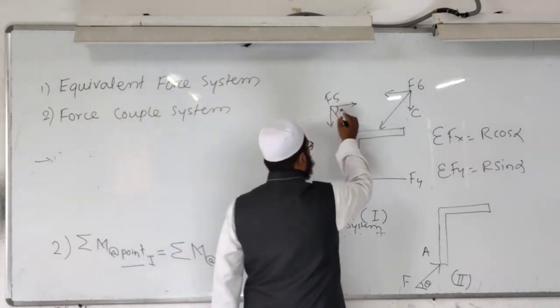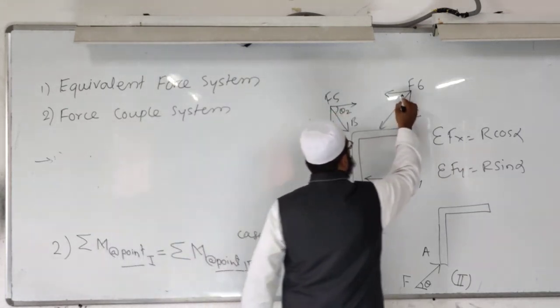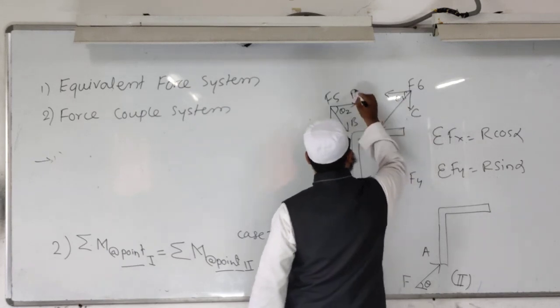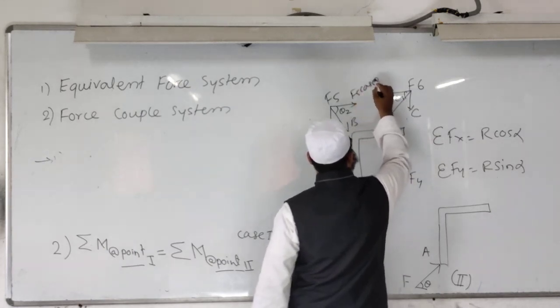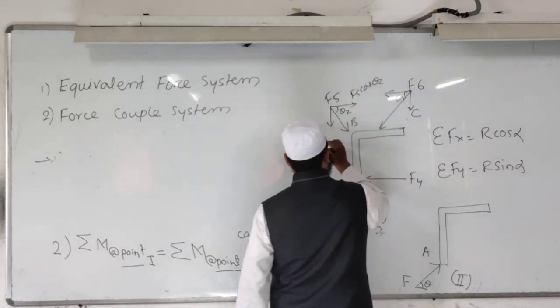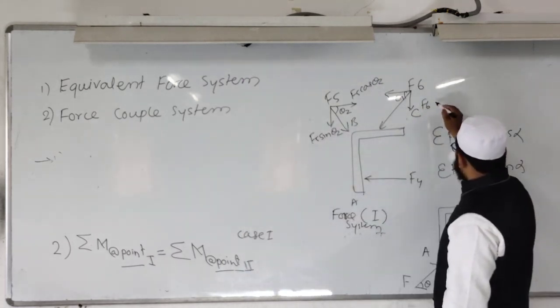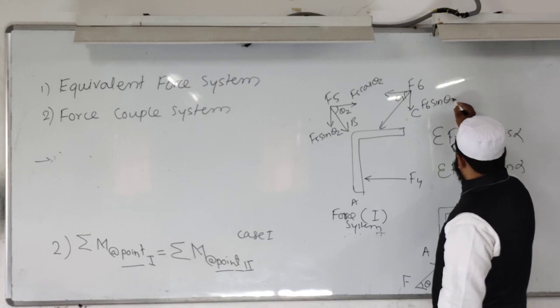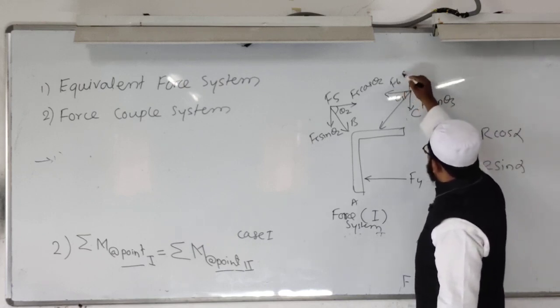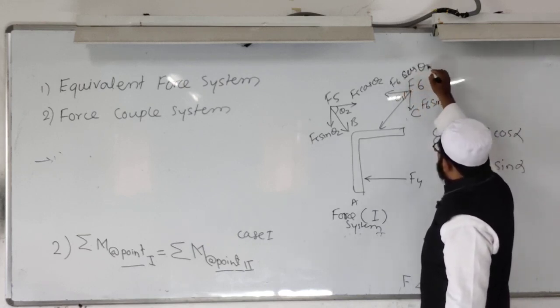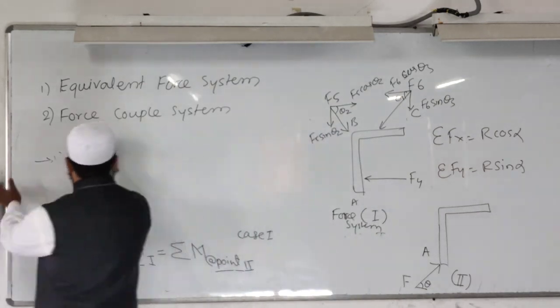If it is angle theta 2 and it is angle theta 3, therefore F phi u cos theta 2, F phi u sin theta 2. Similarly, F6 sin theta 3 and F6 cos theta 3. I will write the summation Fx of first.